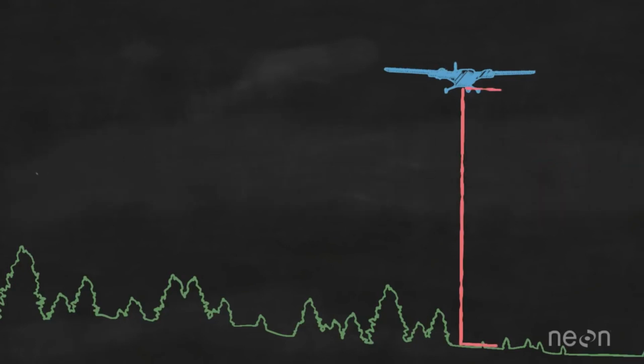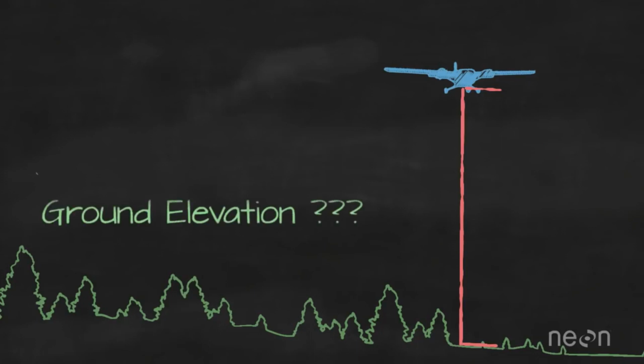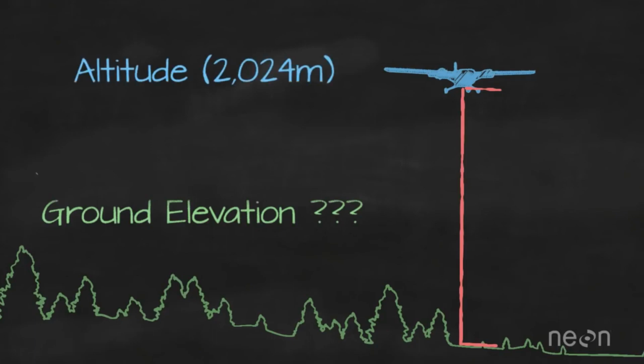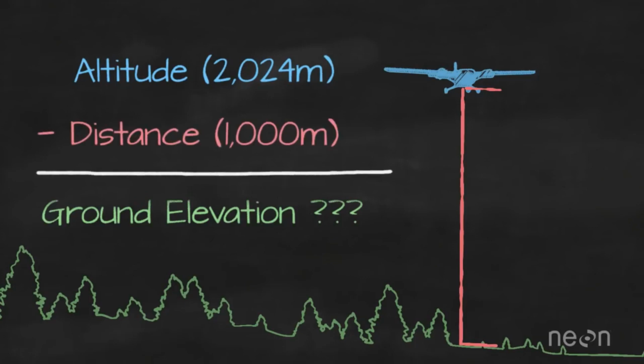But we're not done just yet. How do we figure out the actual elevation of the ground? To figure out ground elevation, we take the plane's altitude, calculated using that GPS receiver. And then we subtract the distance that the light traveled to the ground. And that covers the basics of how a LiDAR system uses lasers to measure height.